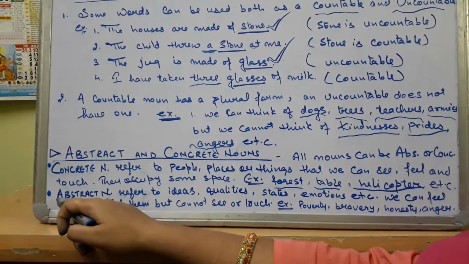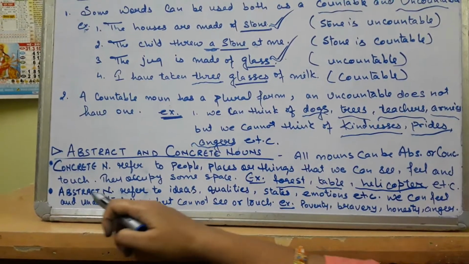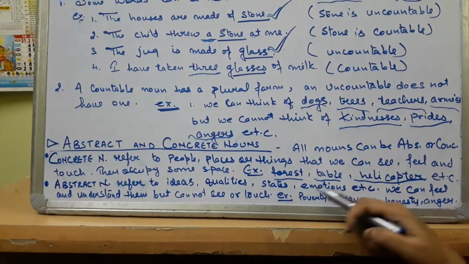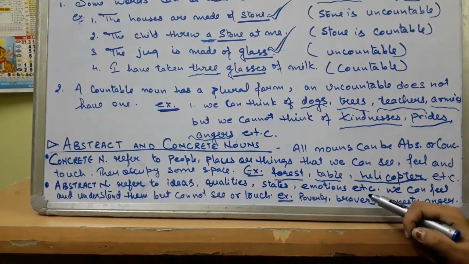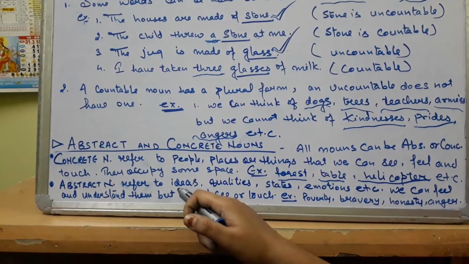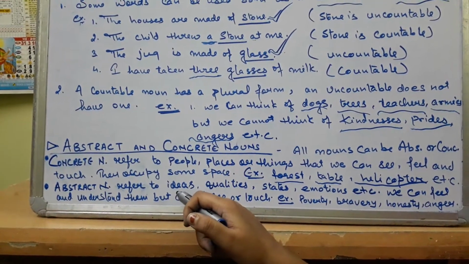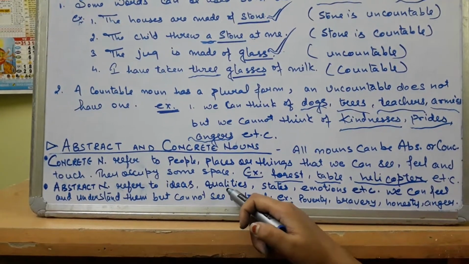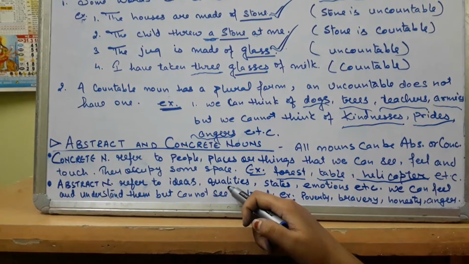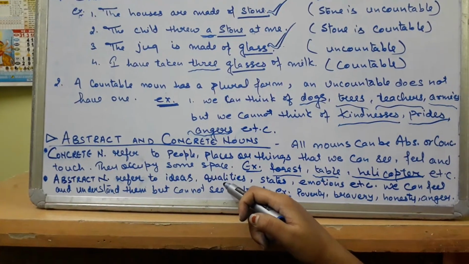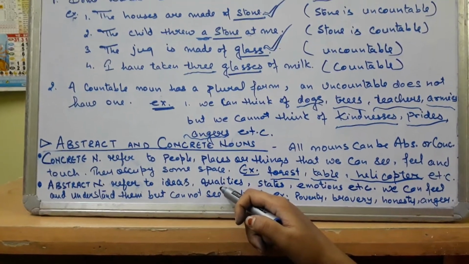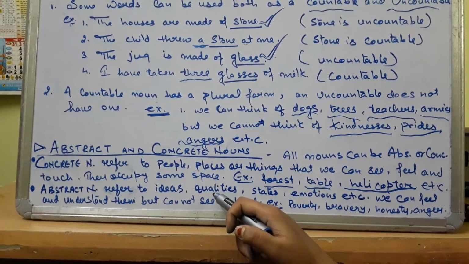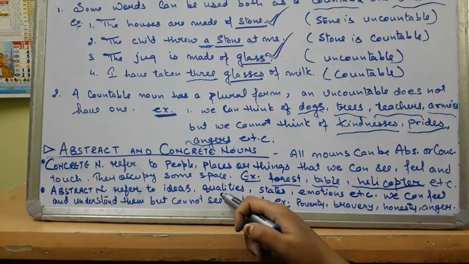And now let's move to abstract nouns. Abstract nouns refer to ideas, qualities, states, emotions, etc. Ideas can never be touched or seen, we can only feel them. Qualities cannot be touched or seen, they can only be felt, like intelligence, like honesty.